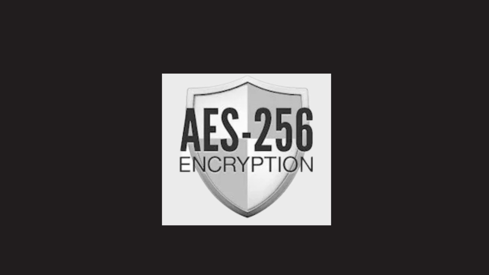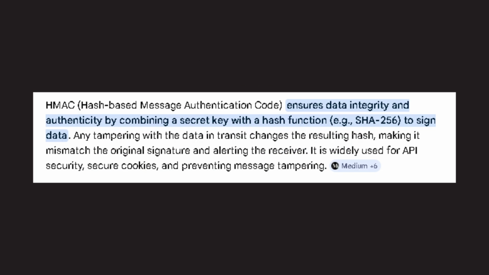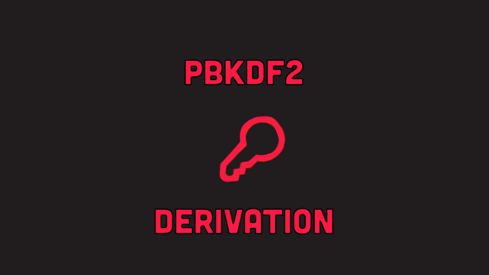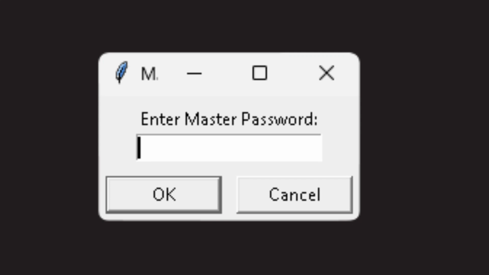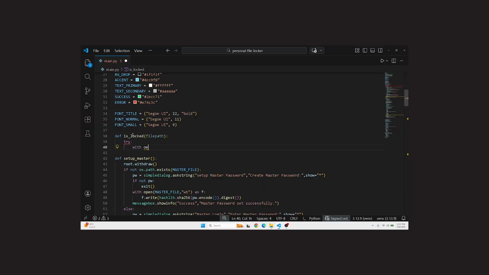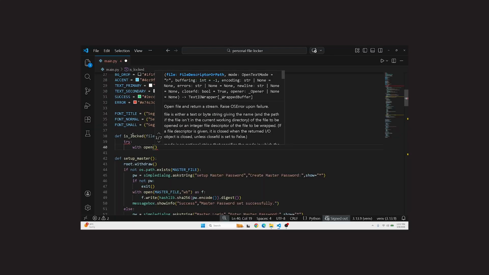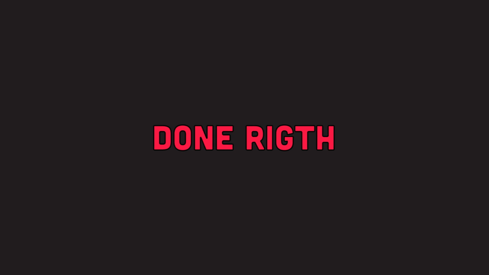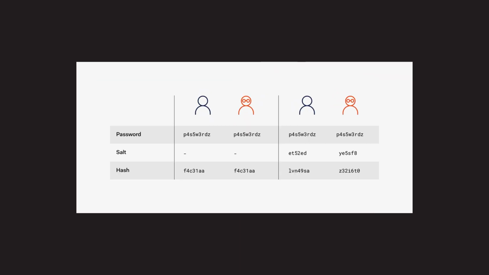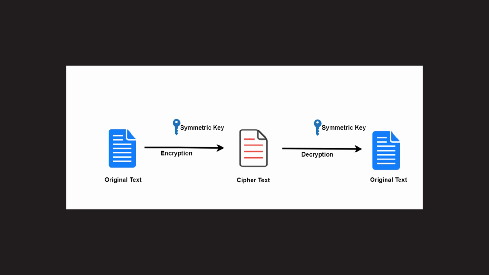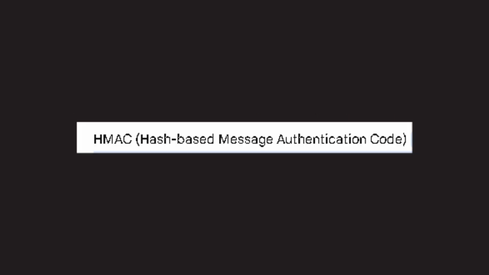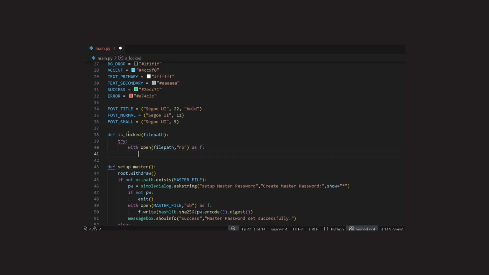AES-256 encryption, HMAC tamper detection, PBKDF2 key derivation, brute force lockout, master password protection, and a drag and drop UI. All in about 150 lines of code. The key takeaway here: encryption done right isn't just one thing, it's layers. Random salt so every encryption is unique, separate keys for encryption and verification, slow key derivation to kill brute force, and HMAC to detect tampering. That's what makes this actually secure, not just pretend secure.